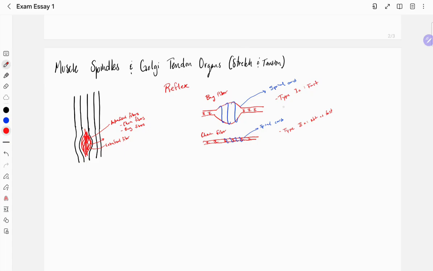Now because these ones are fast, they can adapt quickly, and they're more rate oriented when they respond to a stimulus, which in this case would be stretch. And then for chain fibers, this is more duration oriented. Not as fast, but can go longer. So, let's see.